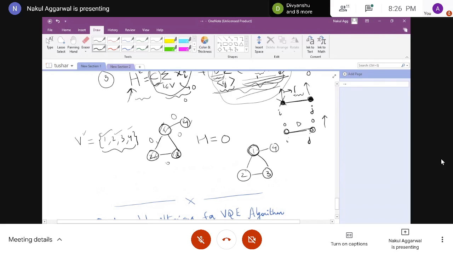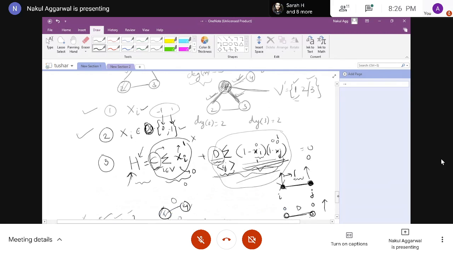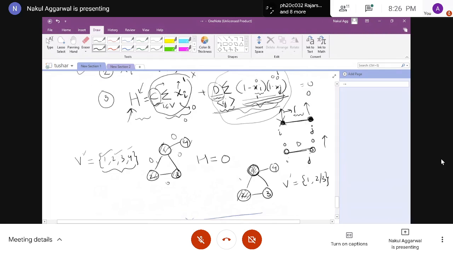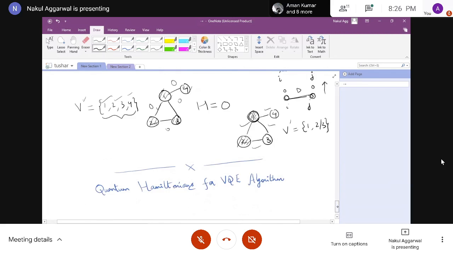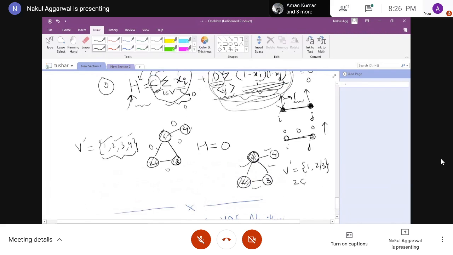So you have 1 and 2. We know that the optimal solution was 1 and then either including 2 or 3. If this is the case, then we know that all the edges are covered, so there will be no contribution from here. But since two nodes are colored, there will be an effective contribution of 2C.